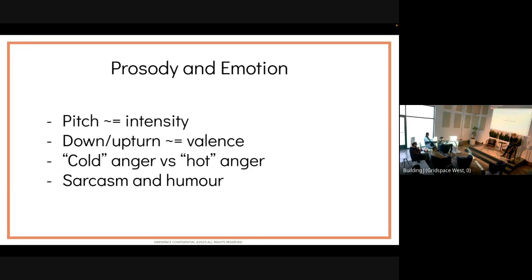Some examples of prosody as far as emotion goes. Pitch, sometimes you might think, is equatable with intensity. If you're sad, you might downturn your sentences. And this gives a sense that you're just low energy and sad. Whereas if I upturn, it feels more energetic, which is probably why drama teachers used to tell me to speak like an American, because Americans tend to upturn their voice at the end.